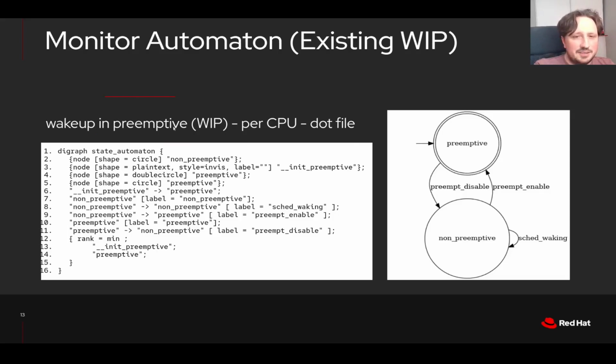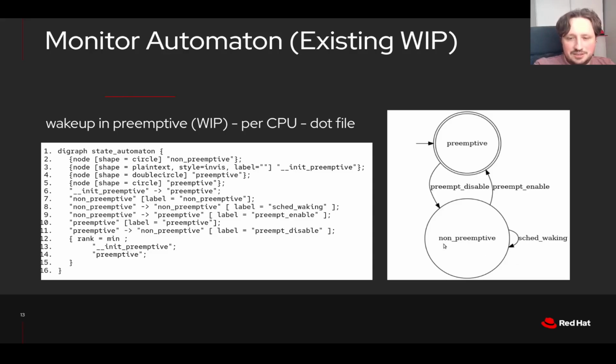And here is, for example, VP. It doesn't stand for work in progress. It's definitely not work in progress. It stands for wake up in preemptive. It's a per CPU monitor. And here on the left side we have the states and the edges of your automaton. And on the right side we have the resulting automaton in a graphical way from the dot language.